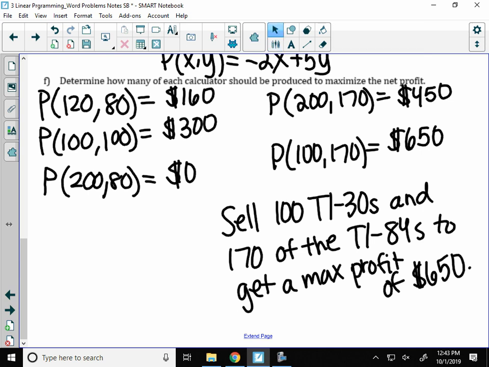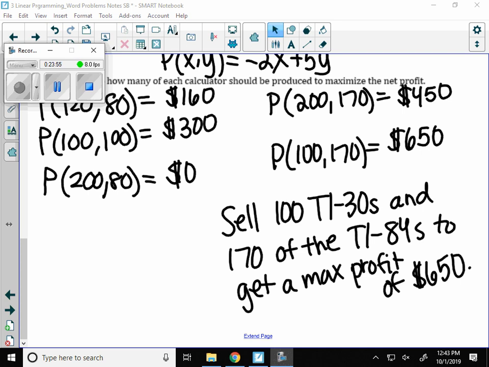Well, this is scaled down, right? So you're not only making 170 calculators. They'd have to do that by hand.